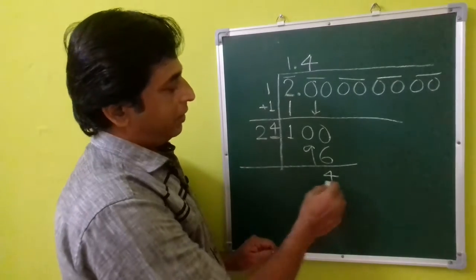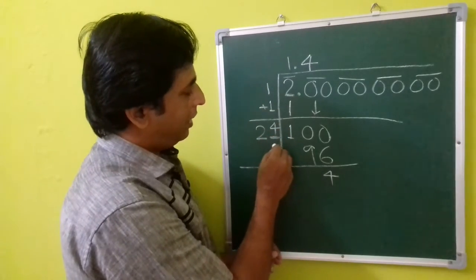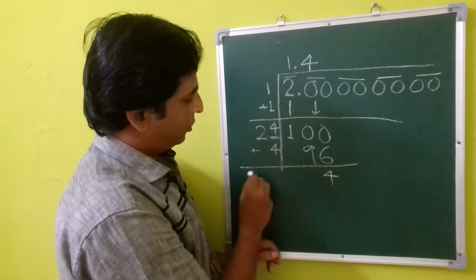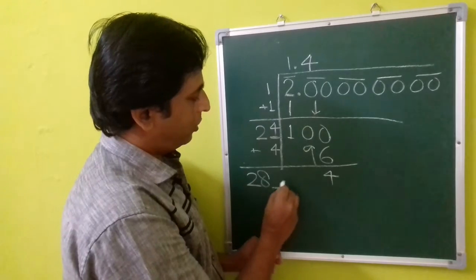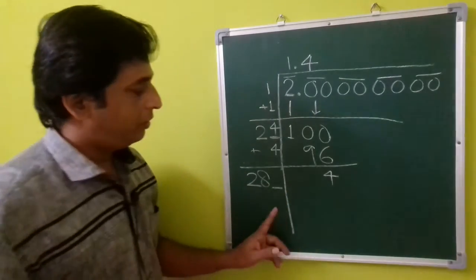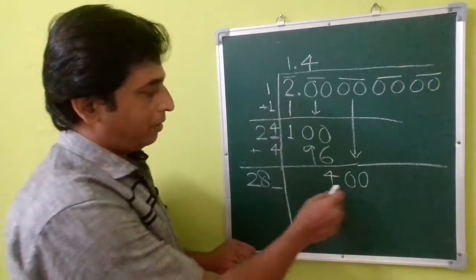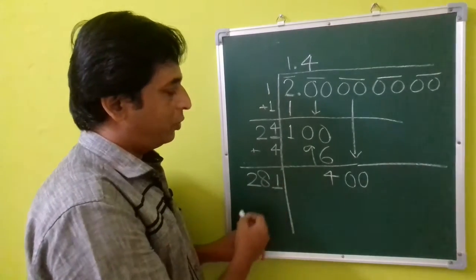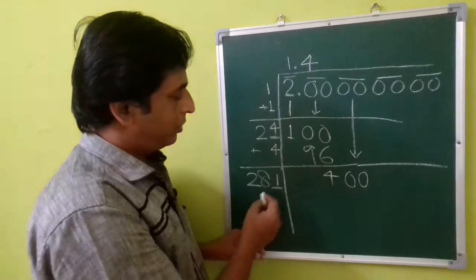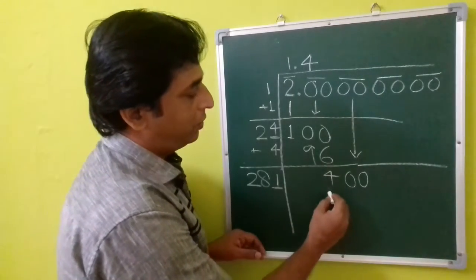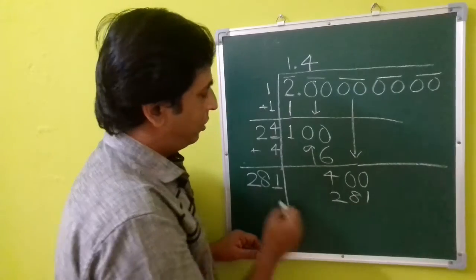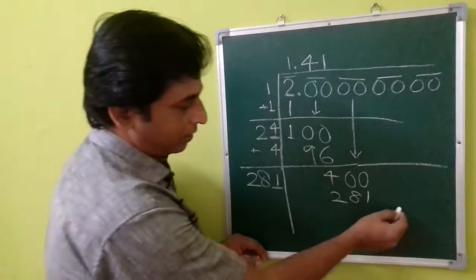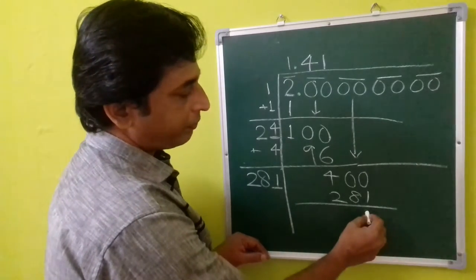Then you should continue the same thing here. You should add the last digit to it. Then you will get 24 plus 4 is 28, and a space should be kept here. You should find one number here. The number to replace this space will be 1, because if you take 2, that will go beyond this. So 281 into 1 is 281 itself. Don't forget to write this 1 in the quotient as well. Then let us subtract it again.